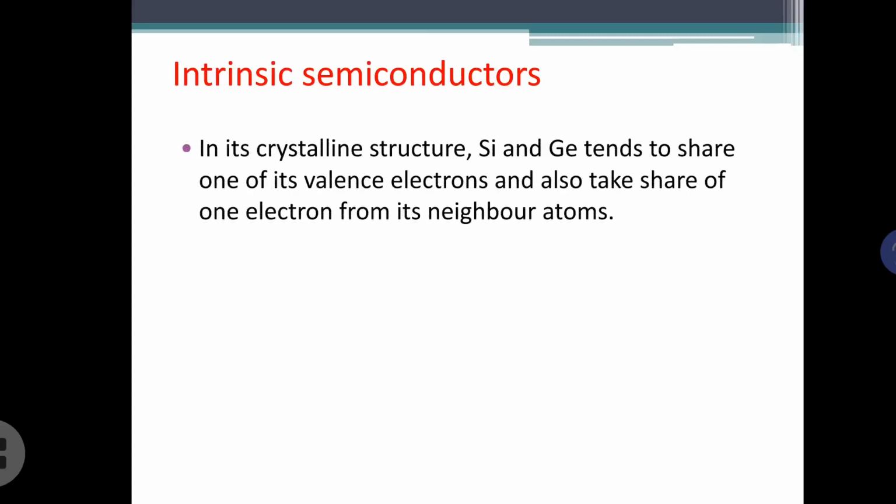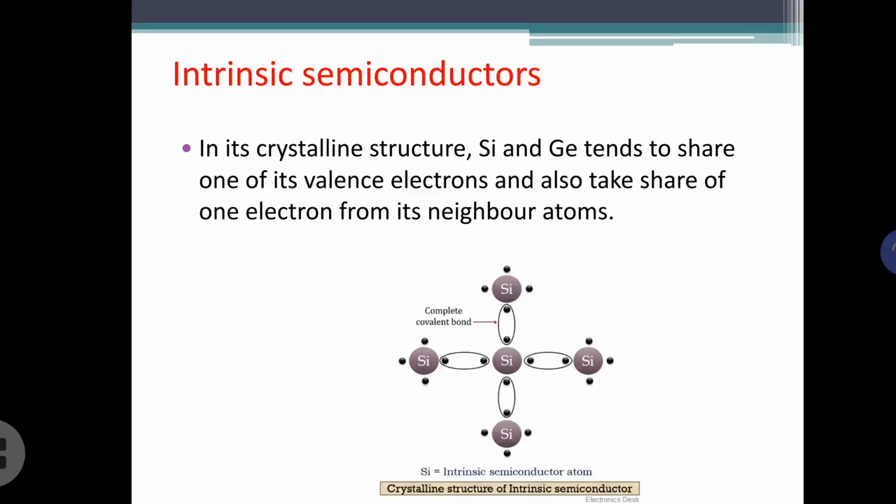Because of these 4 electrons, the tetravalent nature, silicon and germanium form covalent bonds. That means they share their valence electrons with the neighboring atoms, thereby forming covalent bonds. The crystal structure of silicon and germanium will be as shown. They share one electron with each nearby silicon atom, forming a structure like this, and this is a stable silicon crystal.